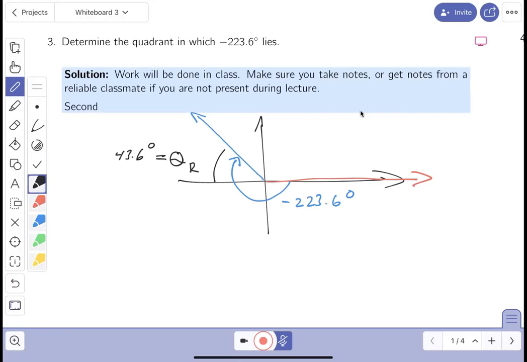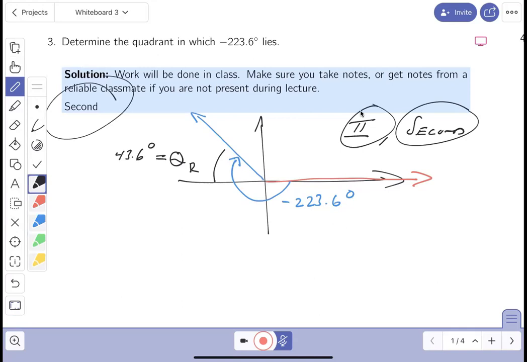By the way, I know they didn't ask for that. I just want to review that concept with you. So what do they say? Determine the quadrant. Well, I'm looking at it. That's quadrant 2. Or you could just simply use the word second. Whatever you prefer. All right, let's go to number 4.